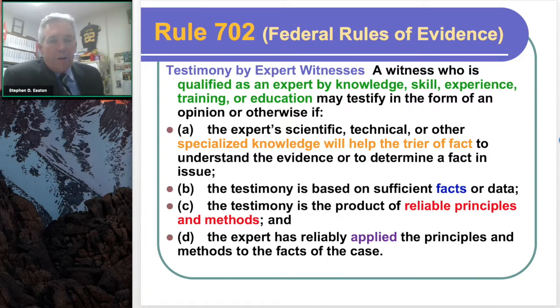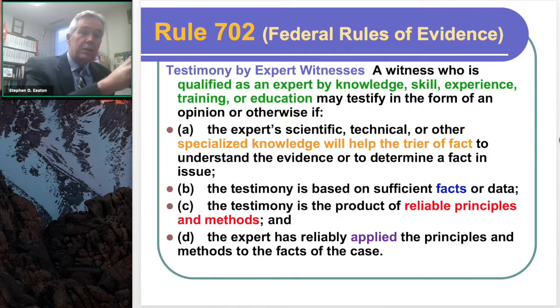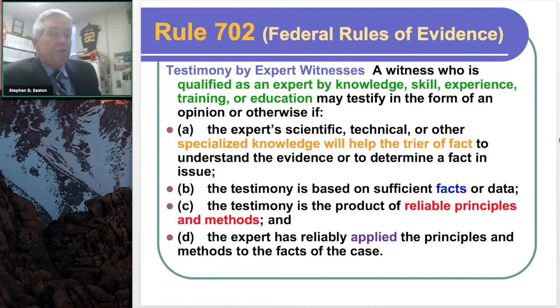Subsection B, I've highlighted in blue facts. The expert has to be applying the theory to some facts. Subsection C is that the theory is reliable. We'll spend more time talking about that in just a moment when we get to the next slide. And subsection C is that the expert has reliably applied the specialized knowledge to the facts. That's essentially what expert witnesses do. They take specialized knowledge and they apply it to a set of facts. And as has customarily happened in American trials, they reach a conclusion.